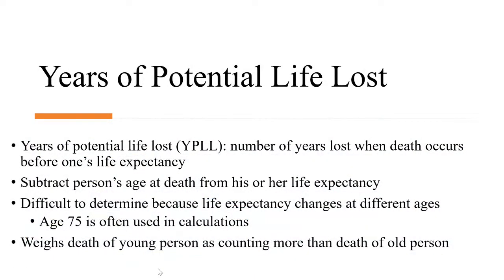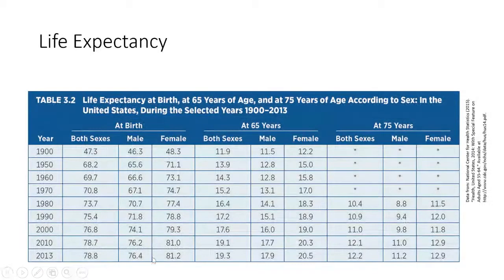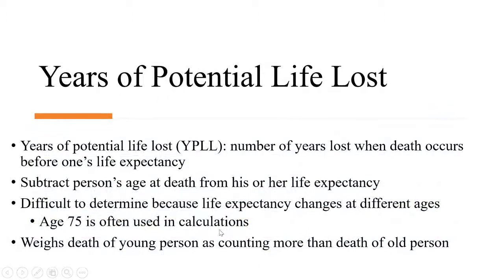We look at years of potential life lost, which is the number of years lost when death occurs before one's life expectancy. So for example, I'm going to go back for one second. In 2013, the life expectancy for females, let's say it was 81 years old. If my life expectancy is 81, but I died at 65, then the potential years of life lost would be, I'm doing math in my head really quick, about 16 years. So 16 years of potential life lost.